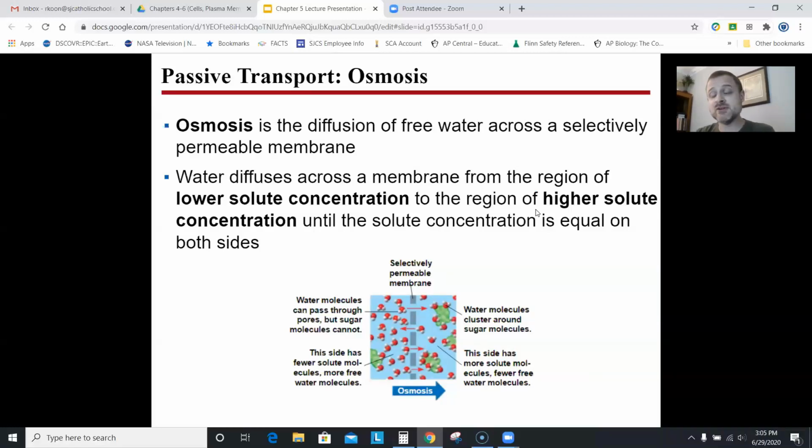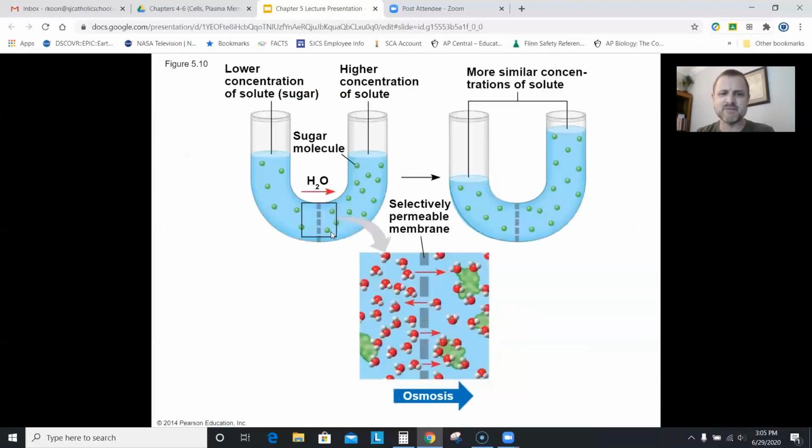So if your solute is some kind of salt, water will go where it's saltier. If it's some kind of sugar, water will go where there's more sugar, all right? Water follows solute, all right? Where there's more solute, water's going to go, okay? In your head, when you hear osmosis, just think water follows solute, which will tell you where it's gonna go. This definition I don't think is very useful just because it gets kind of messy in your head.